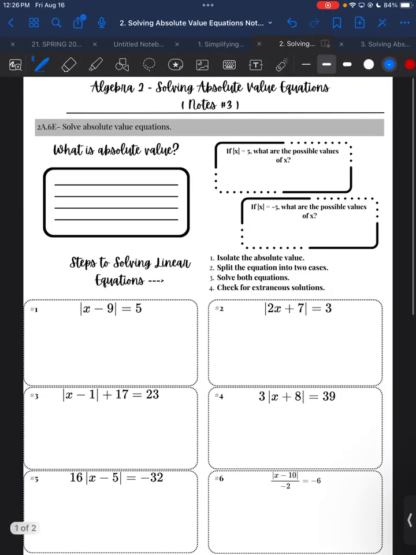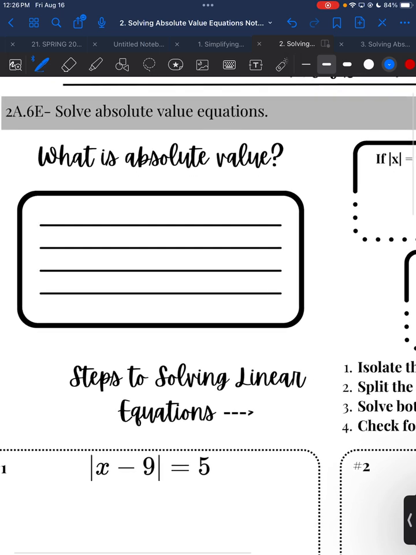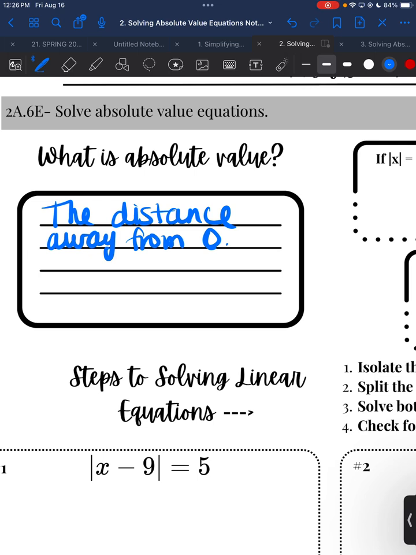Okay, notes number 3 are solving absolute value equations. So what is absolute value? Absolute value is the distance away from 0. So think of a number line. And if we're talking about distance, we're talking about positive numbers, so you can say it's equal to a positive number.